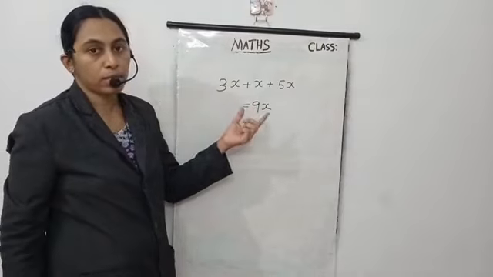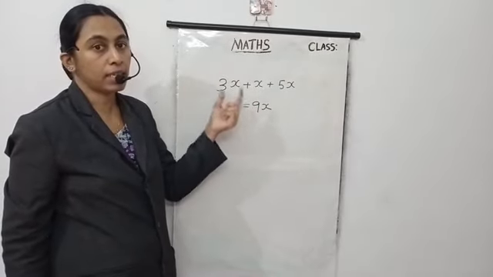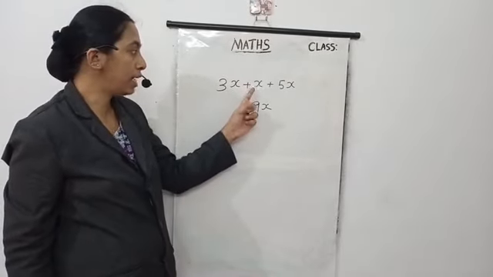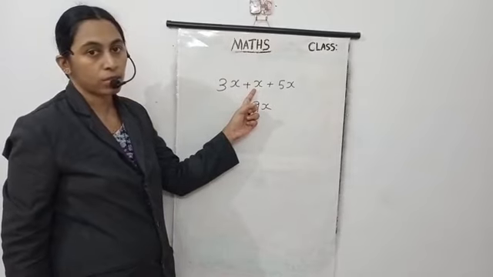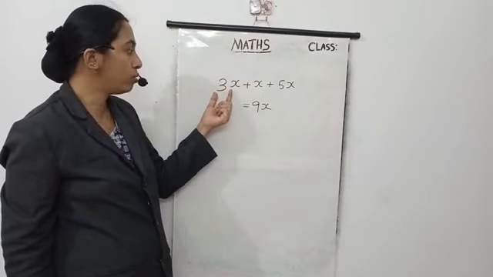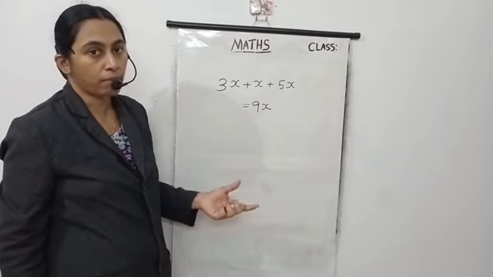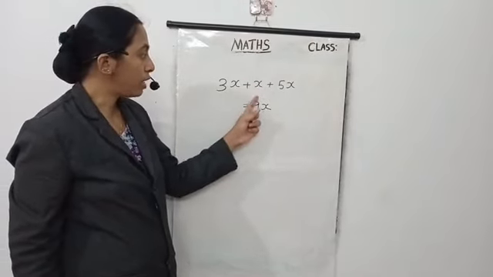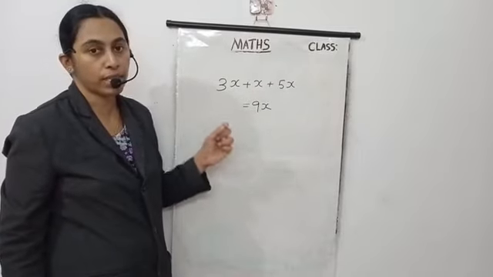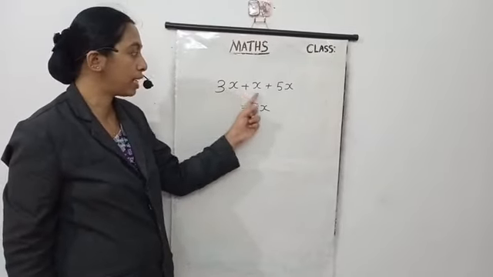But sometimes children make an error here. Here it is only x, so some children do 3 plus 5, 8x, like that. So always remember, if you just write a variable, then its coefficient is 1 and we must take care of that.